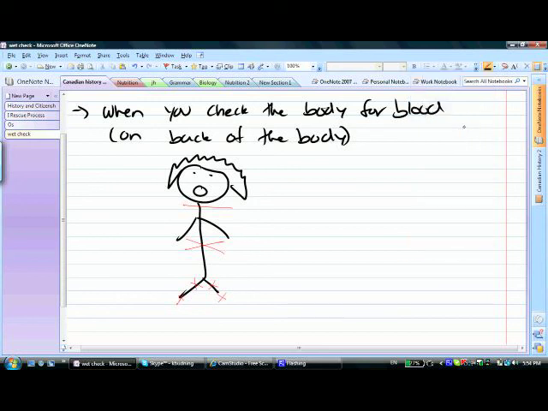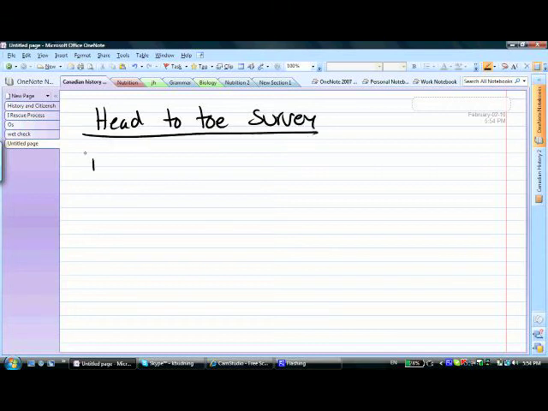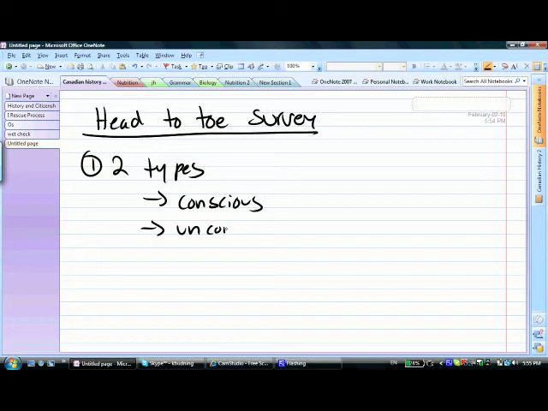Alright. Now, wet check, that's done. We have head to toe surveys. Alright, head to toe survey. You should know that for head to toe survey, there are 2 types. There is conscious and there is unconscious. So, conscious is basically when you just ask them, does anything else hurt you?